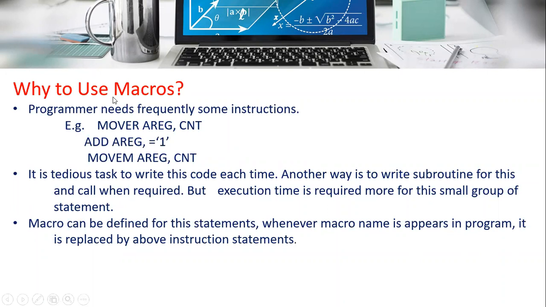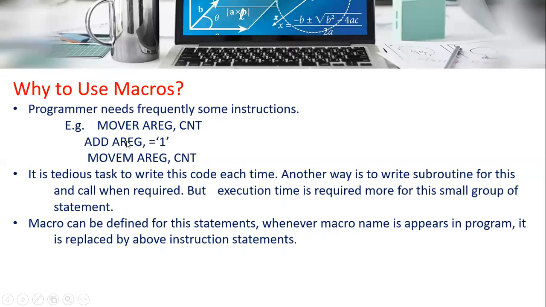Now the next thing is why to use macros, that is, the use of macros. Here we consider that a programmer frequently needs some instructions. Suppose we consider one example: MOVE A register, CNT. CNT is nothing but one symbol, the count. Then ADD A register, equal to 1; this is the constant value, which is a literal, and it is added into the A register value. And then MOVE A register, CNT; we move that result, which is incremented by 1, into the CNT variable. We consider this particular statement; this is the repeated code given in your program.